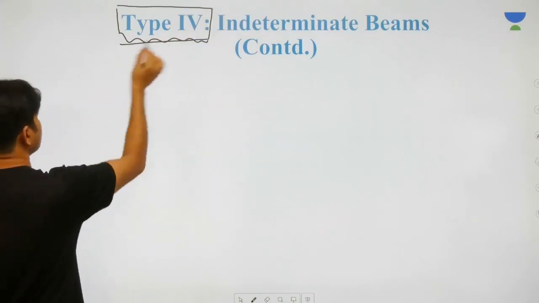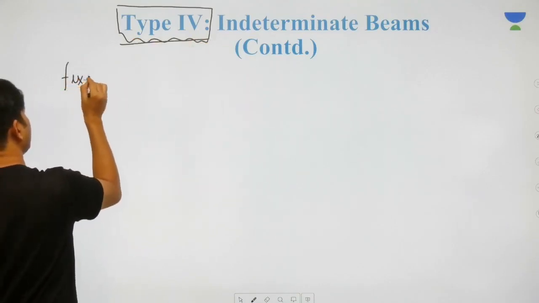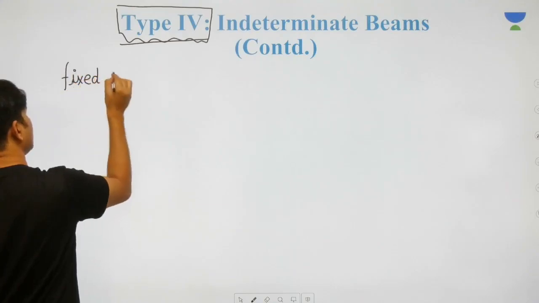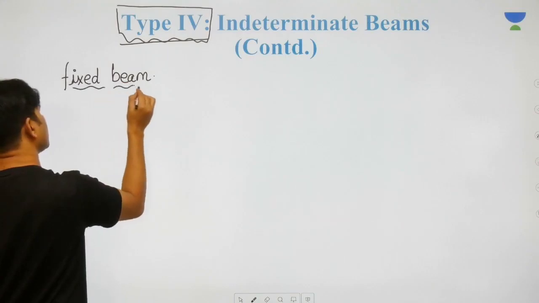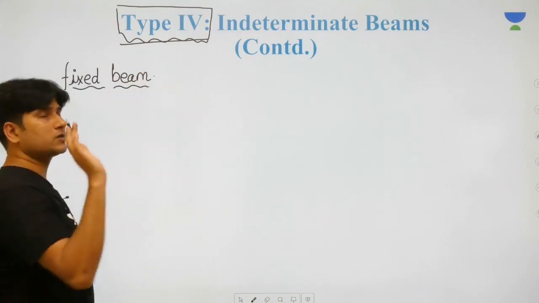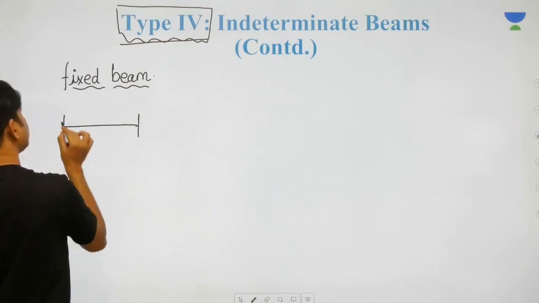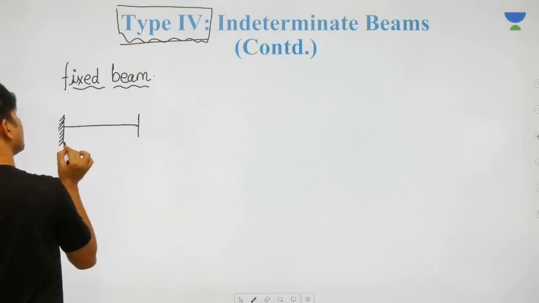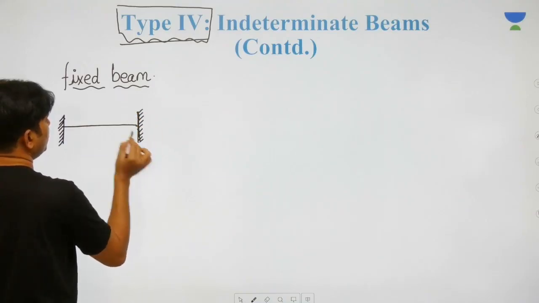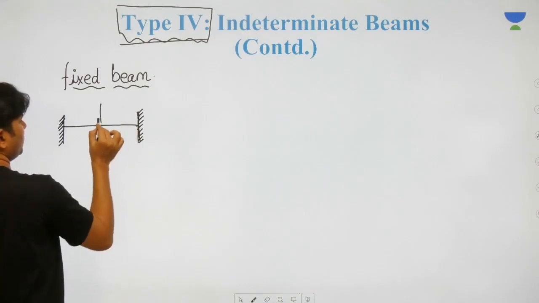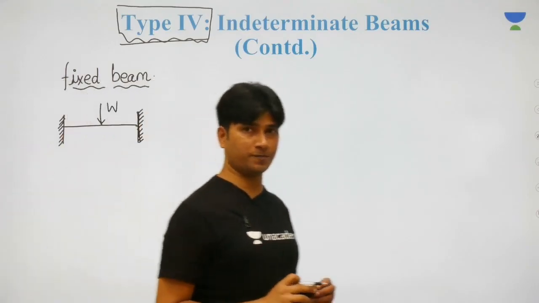But now we are going to discuss another indeterminate beam, and this another indeterminate beam based on cantilever is known by the name fixed beam. A fixed beam is something that will have a fixed support at both extremes, and maybe in between it is going to have some load. Now this is what you call a fixed beam.